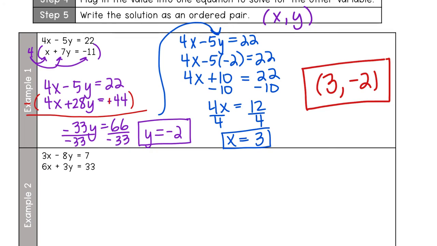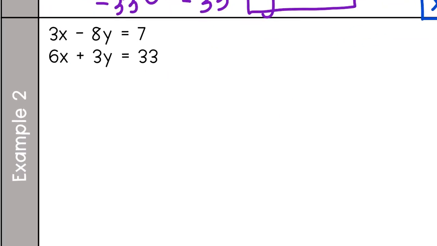Okay, so now let's move on to the next example. So I have 3x minus 8y equals 7, and then 6x plus 3y equals 33. So check to see that the variables are lined up, so x's are with x's, and y's are with y's, so we're good there. Then we need to see if we have any coefficients that are the same. 3 is not the same as 6. 8 is not the same as 3. So nothing is the same.